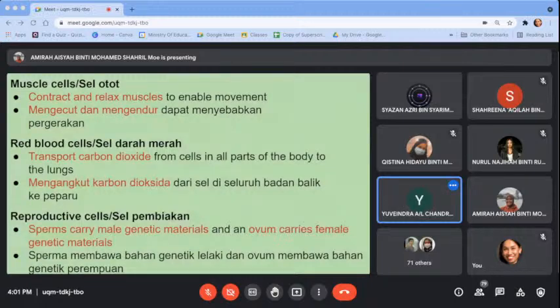Sel darah merah mengandungi hemoglobin yang akan mengangkut oksigen. Sel darah merah juga akan mengangkut karbon dioksida. Sel pembiakan terdiri daripada sperma dan ovum. Sperma membawa bahan genetik lelaki manakala ovum membawa bahan genetik perempuan.